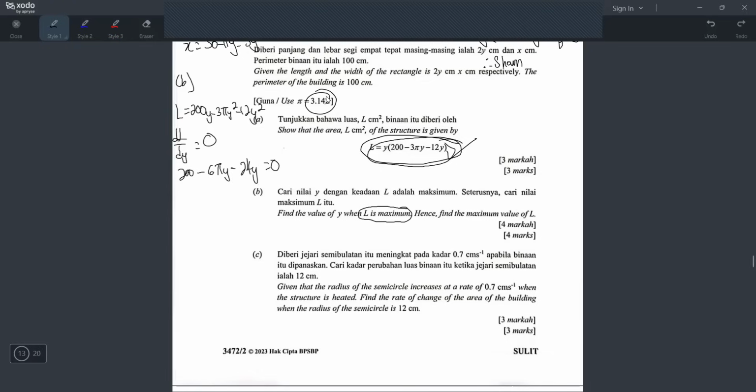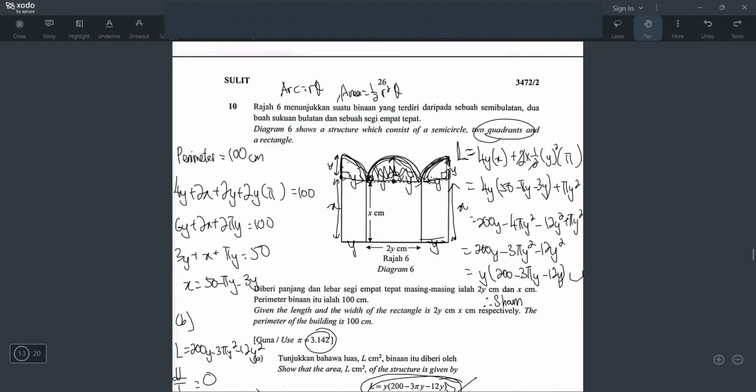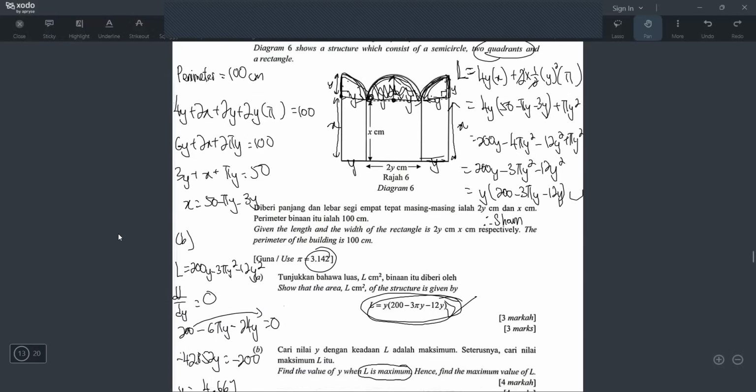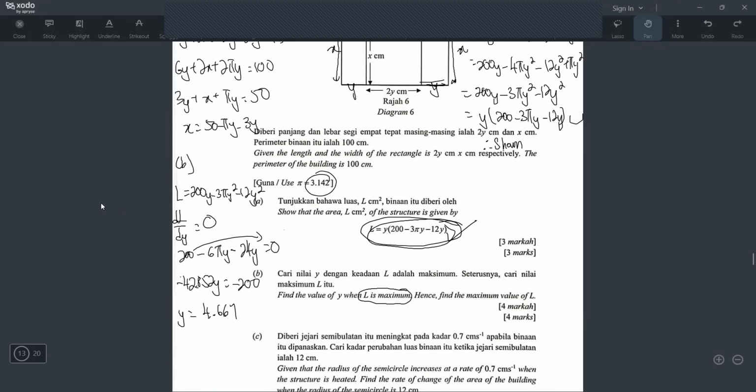So now how to find y? Okay, now I think you need to put in the pi 3.142 already, right? So let's press the calculator. Negative 6 times 3.142, and then minus 24. Okay, my calculator gives me negative 42.852y. And then the 200 moves to the other side, becomes negative 200. So to find y now, I just have to take 200 divided by the answer. And the negative will disappear. So it's 4.667, right? So that will be the answer for y. Okay, but y is the radius of the semicircle, right? So it should be in cm, so I should write the cm.